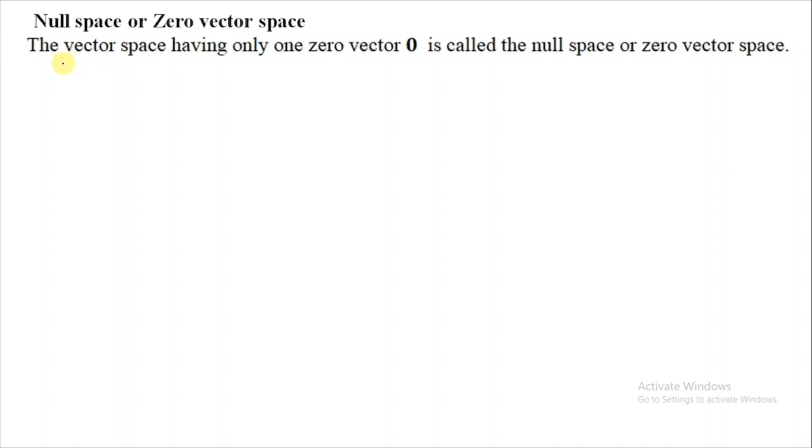Now, the null space, or you can say the zero vector space. What is the null space or zero vector space? The vector space having only one zero vector is called the null space or zero vector space. We write only the zero vector. If I write this, it's a null space. That means it's a vector space, and it also satisfies all 9 conditions.